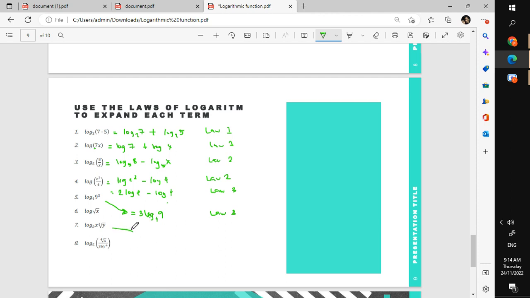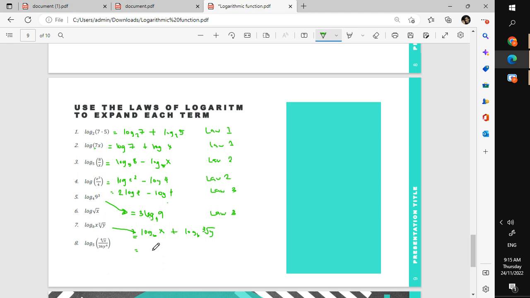Next, we have number 7. I will be putting here an arrow. This is the log of x times the cube root of y to the base b. So this is multiplication. We will apply first the law of product. This becomes the log of x to the base of b plus the log of cube root of y to the base of b. You put that equal sign in here.